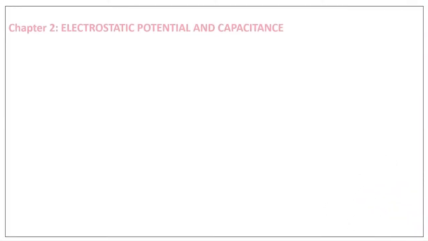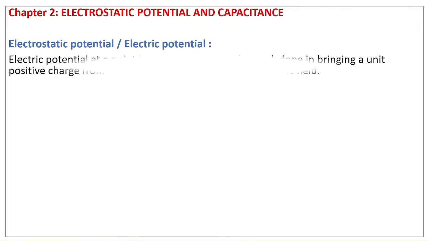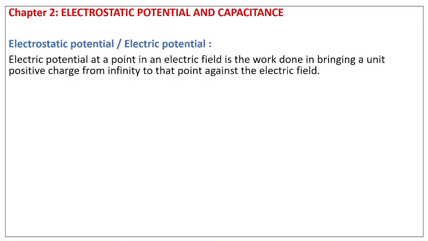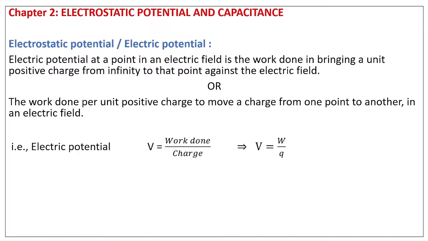Electrostatic potential and capacitance. Start with the basics. Electrostatic potential or electric potential. Electric potential at a point in an electric field is the work done in bringing a unit positive charge from infinity to that point against the electric field. Or, the work done per unit positive charge to move a charge from one point to another in an electric field. That is electric potential.